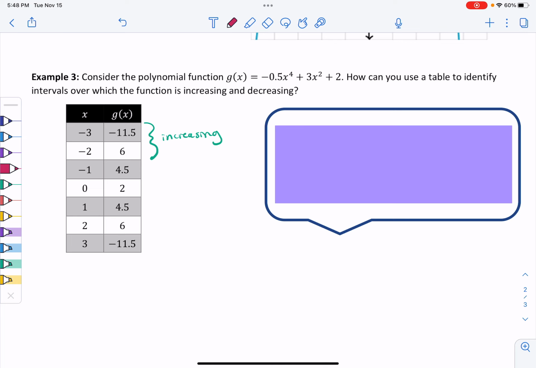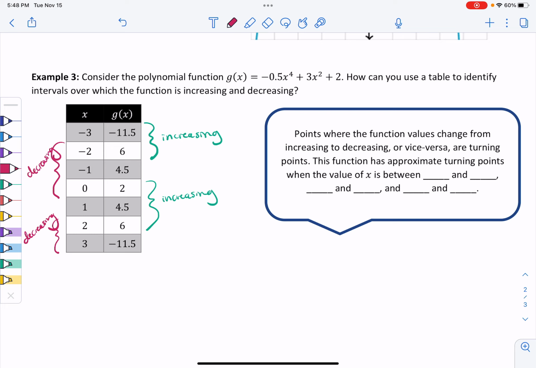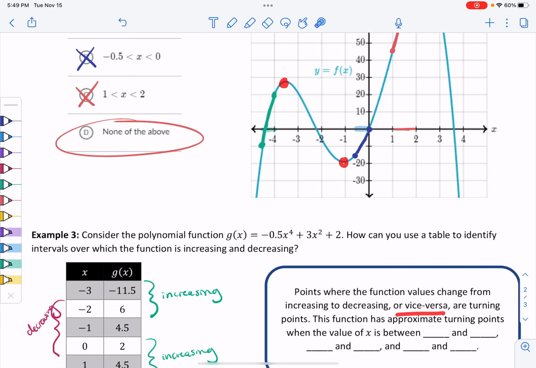As we move from 6 down to 4.5 down to 2, we are decreasing. As we move from 2 to 4.5 to 6, we are increasing again. And here we are decreasing. Now, here's where this note comes into play that I had over here. You'll notice points where the function values change from increasing to decreasing, or vice versa. So these points up here are where it changes.